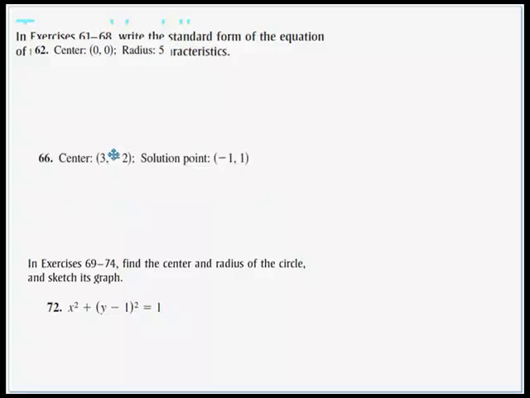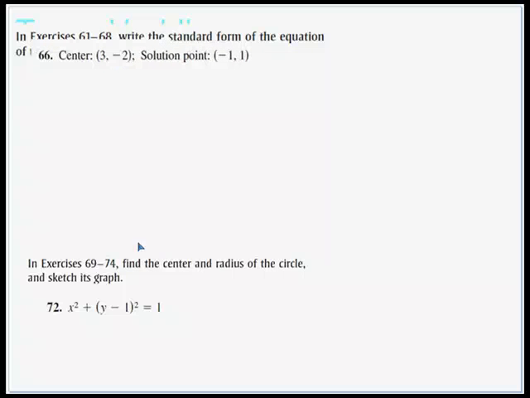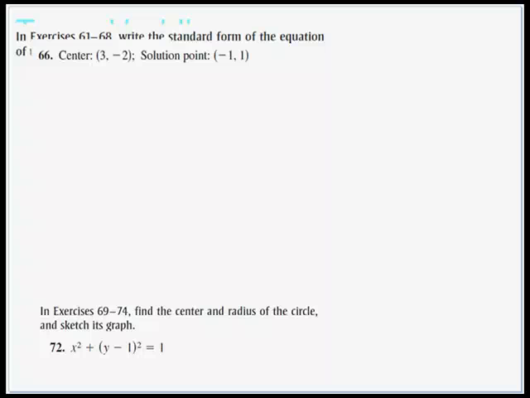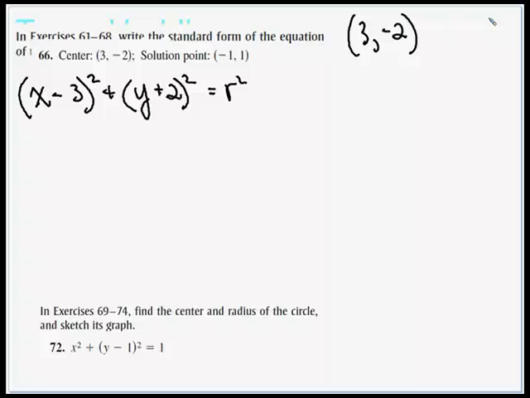Now this next one we are going to have to work a little bit for, just like the last example. So we can get started by writing our standard form. X minus the h, or x coordinate, is 3. Quantity squared, plus y minus -2 would turn that into a +2, quantity squared, equals radius squared. But we do not know the radius, but we have the center and a point on the circle. So if we find the distance between 3, -2 and -1, 1, that will be our radius, and we can plug it right in.